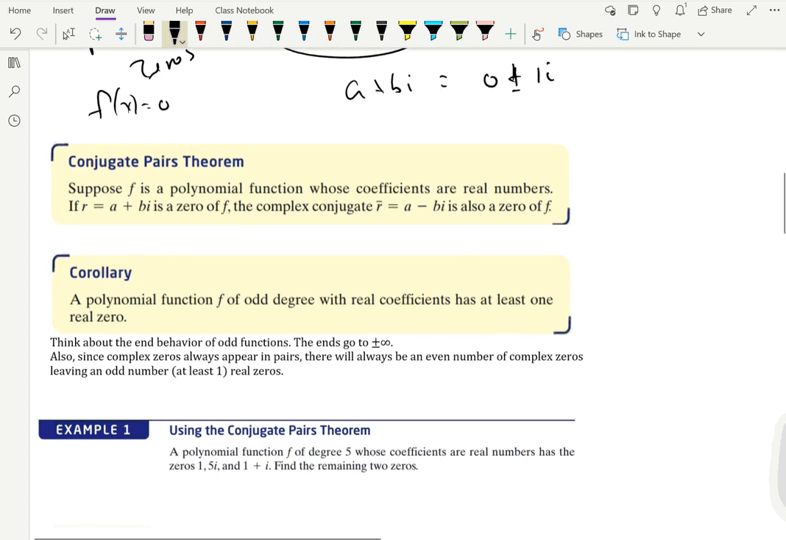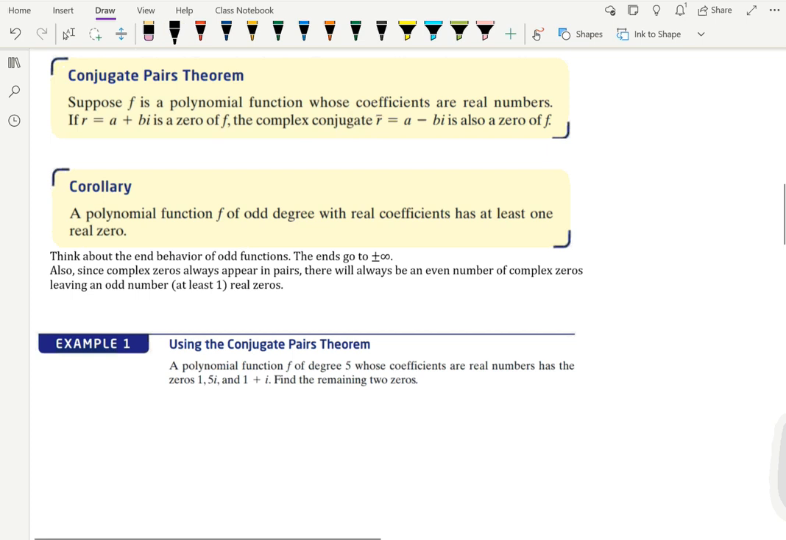That leads us then quite naturally into the conjugate pairs theorem. Suppose that f is a polynomial function whose coefficients are real numbers. So what we've been looking at, if r equals a plus bi is a 0 of f, then its conjugate, r bar with a line over, so r bar is a minus bi. So our conjugates are going to be a plus and a minus. So the other traditional way to write this is we have a plus or minus bi.